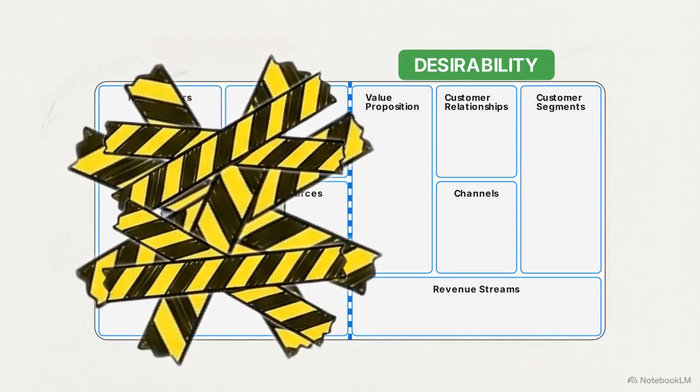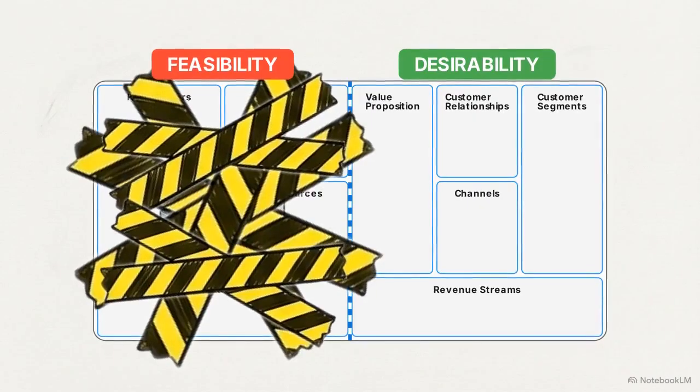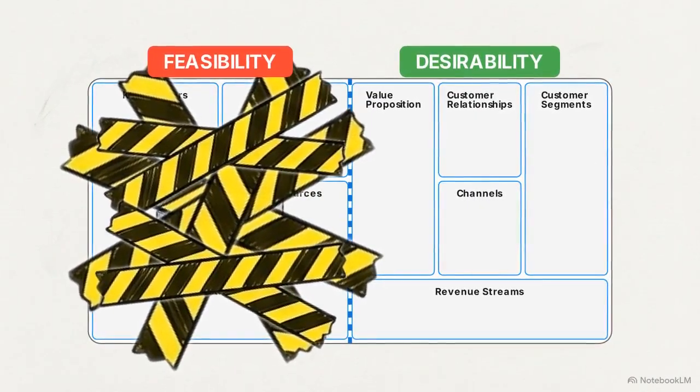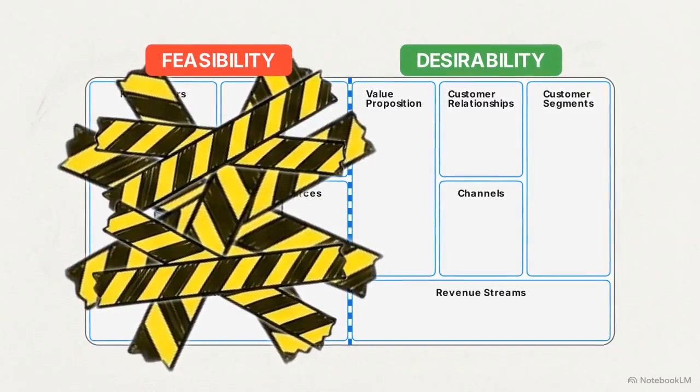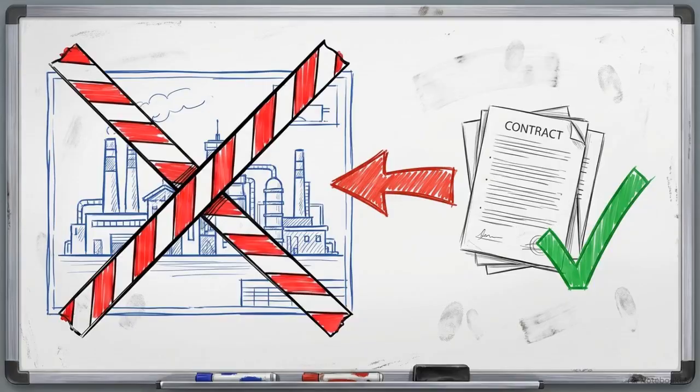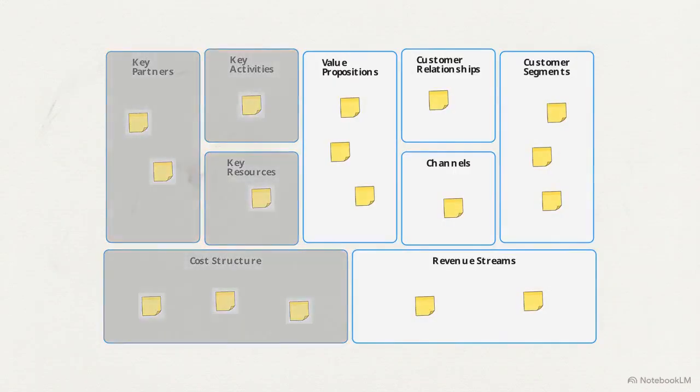On the left side, we place red tape over your key resources, activities, and costs. This is feasibility, the expensive infrastructure and payroll required to deliver your product. This establishes our golden rule. You are forbidden from authorizing capital expenditures on the left side until you have documented demand on the right side. Step 1 is extracting your hypotheses.